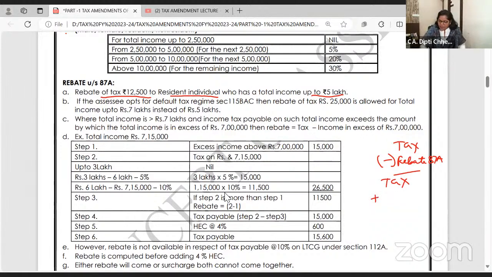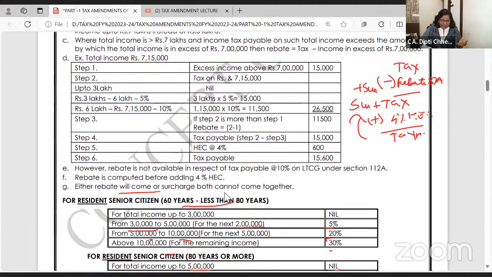After the rebate, whatever is the tax on that, you will be paying 4% health and education cess to get your tax paid. Ma'am, then when will surcharge come? When the income exceeds 50 lakhs, then on tax add surcharge, and on tax plus surcharge you will pay health and education cess. So I hope it is something very easy, but I have written it here, printed and given to you.